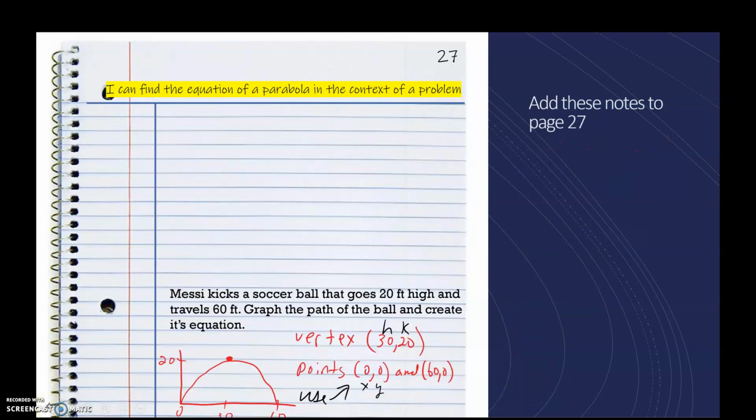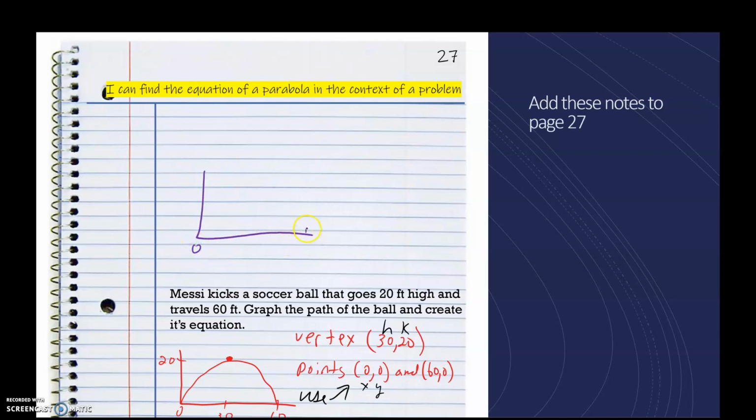So let's look at another example of this. And unfortunately, my stuff didn't show up, so I'm going to do it off to the side again. You got good old Messi kicking a soccer ball, and it went 20 feet high, and it went 60 feet. So there's the graph. It went from 0 to 60. I'm going to redraw it up here where it's easier to see.